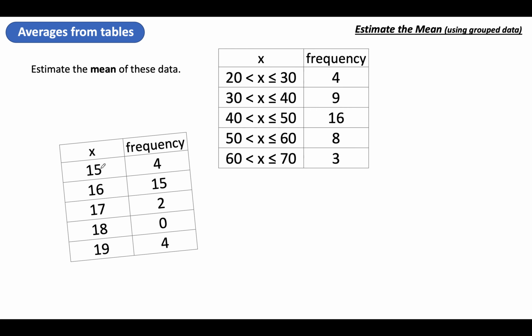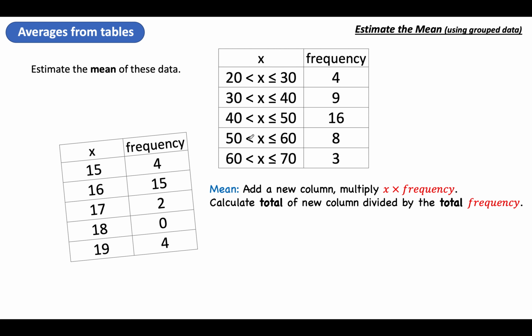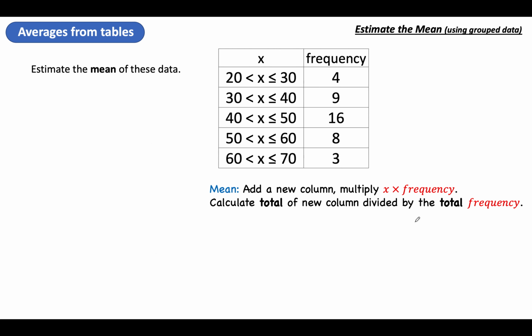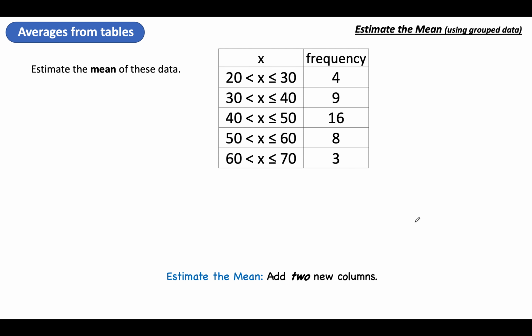Previously, we always had an actual number. We had a fixed number. It might have been a decimal, but it was a fixed number. So there were 4 that were exactly 15, 15 that were exactly 16, 2 that were exactly 17, and so on. Now I don't know what they are. And obviously before, I used to just multiply across, 4 lots of 15, 15 lots of 16. Now I can't do that anymore. I've got to do something else.